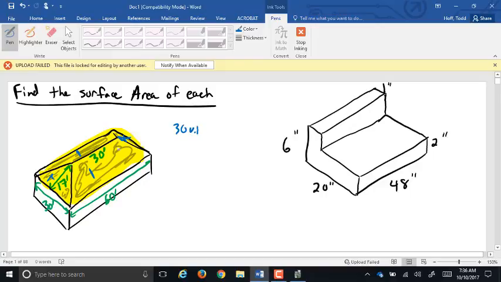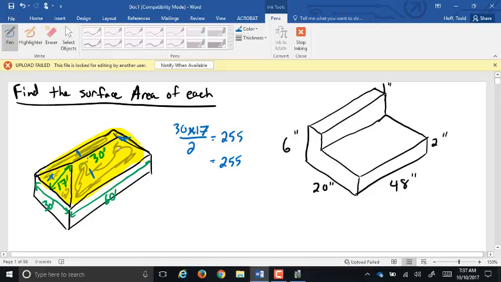Those are 30 by 17 over 2, which is what? 255. And then, of course, there's 2 of them, so another 255 for the other end.